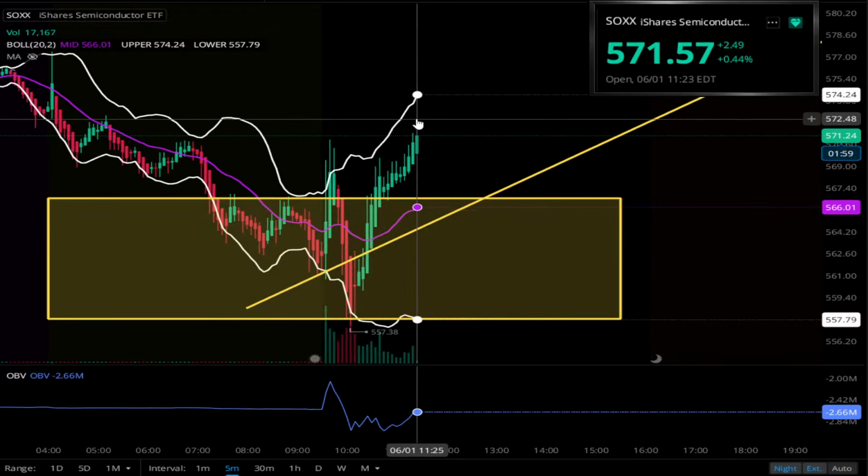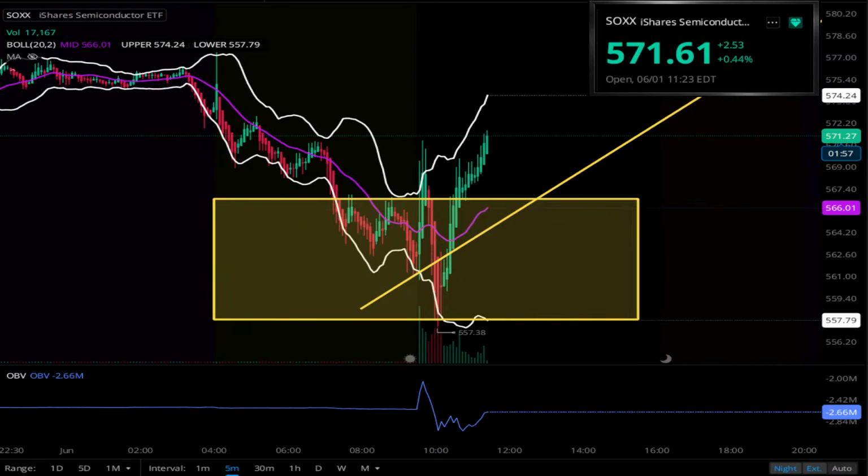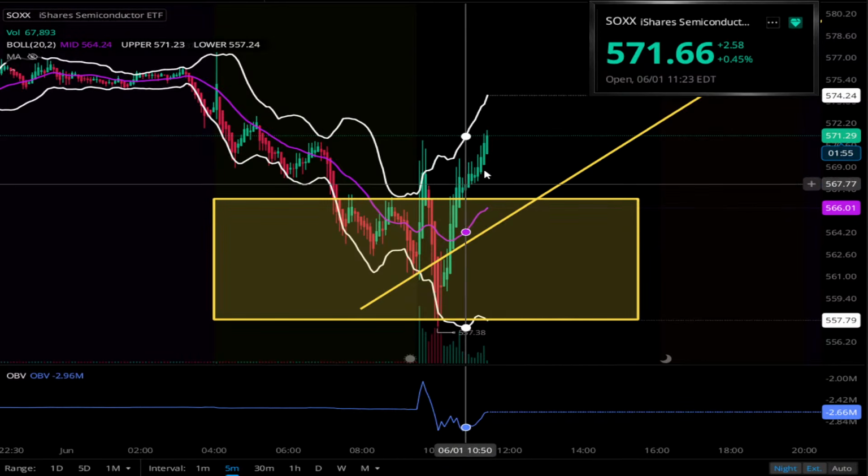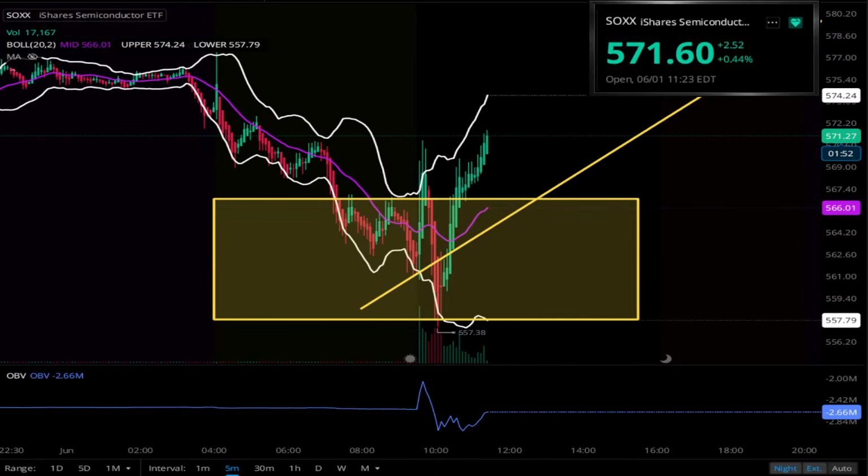Semis are giving us a very nice breakout, which again can absolutely carry the market. So if semis continue pushing, then the market should push upward.